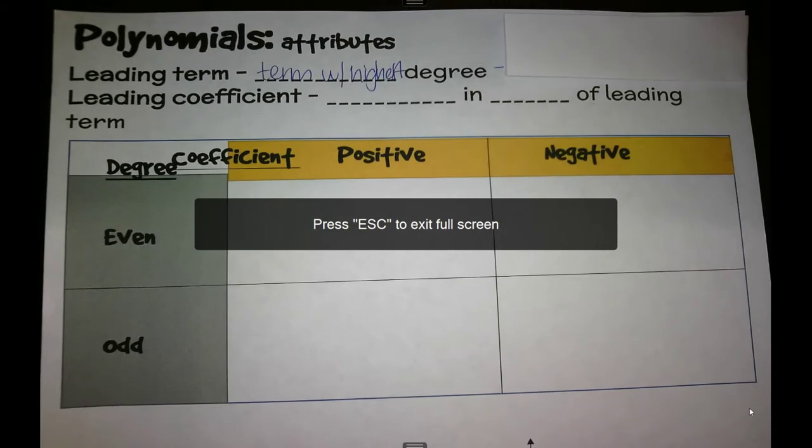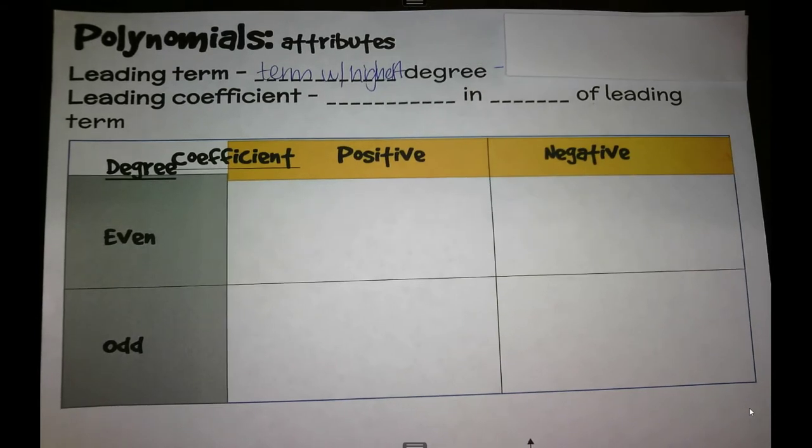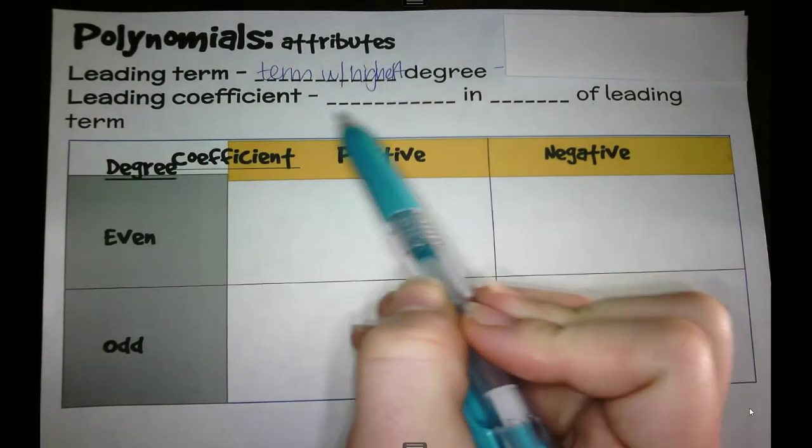We are going to look at some attributes of our polynomials, and we can actually determine kind of what our graph is going to look like, especially our end behavior, just looking at some of the information given to us in our polynomial. So even if it's like x to the 25th plus 5x squared, we can get a general idea about what that graph would look like, even though it's a crazy high number. So we're going to be looking at our leading term, and that's the term with the highest degree.